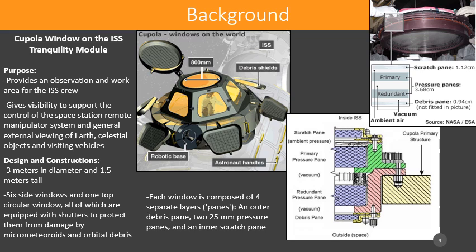The one facing the outside is called the debris pane. It's about, as you can see right here, 94 centimeters thick. Then there's a vacuum gap in there. And then there are 2 pressure panes, and each of those is 3.68 centimeters, and then there's a scratch pane on the inside that I guess is probably easily interchangeable if they need to change that out.